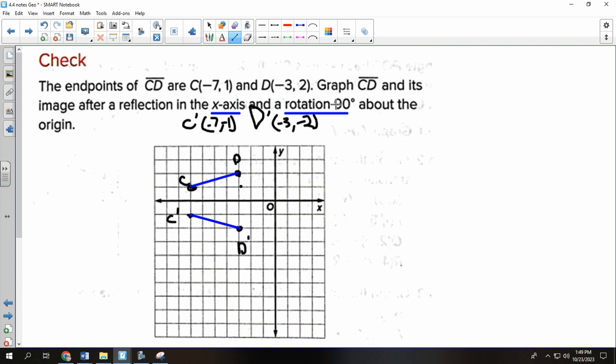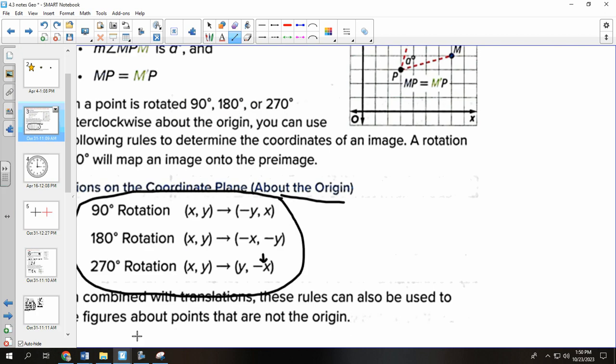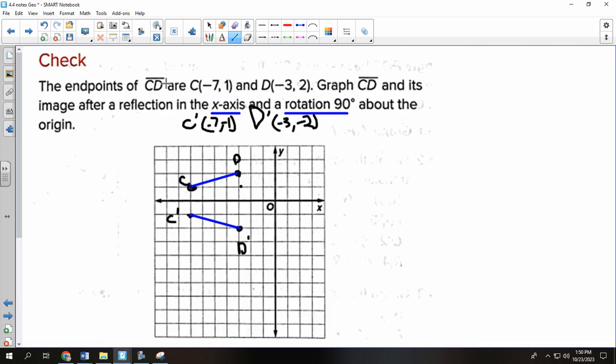Now we're going to rotate it 90 degrees about the origin, and a 90-degree rotation switches the x and the y, and then the first one becomes negative. So we are going to switch x and y and change the sign of the first one. So this will be C double prime. So changing the x and the y, and then the sign of the first one changes.